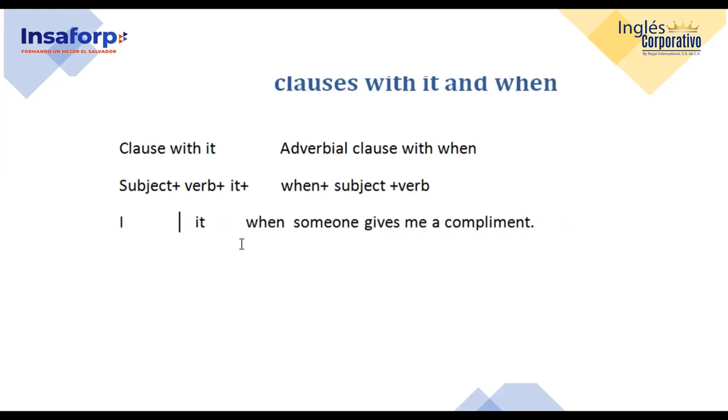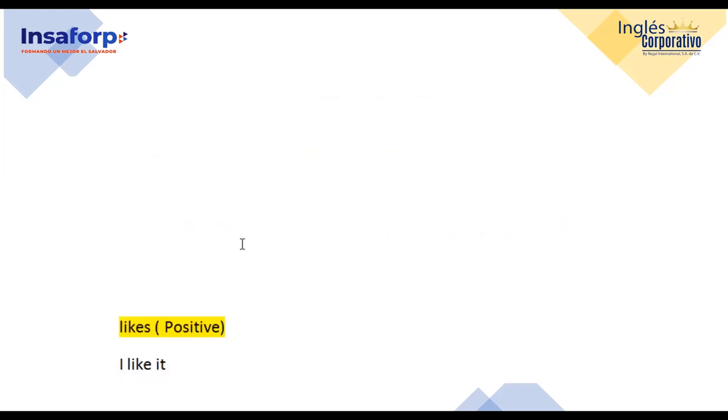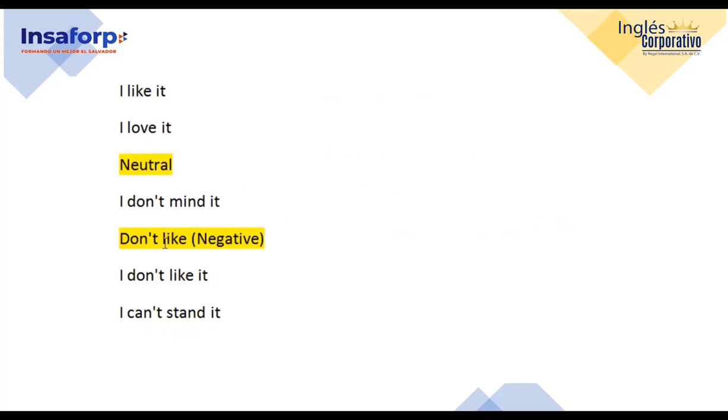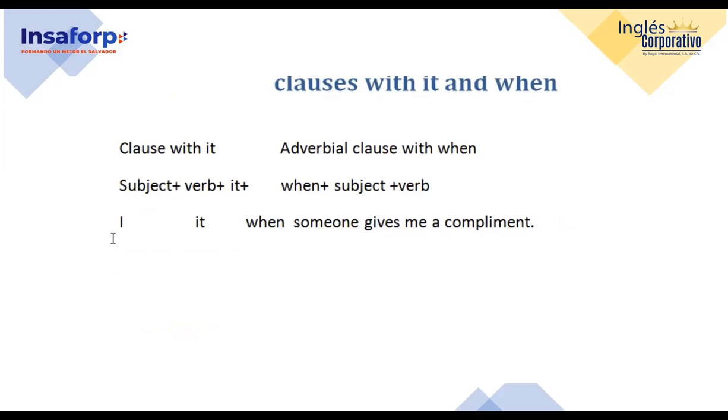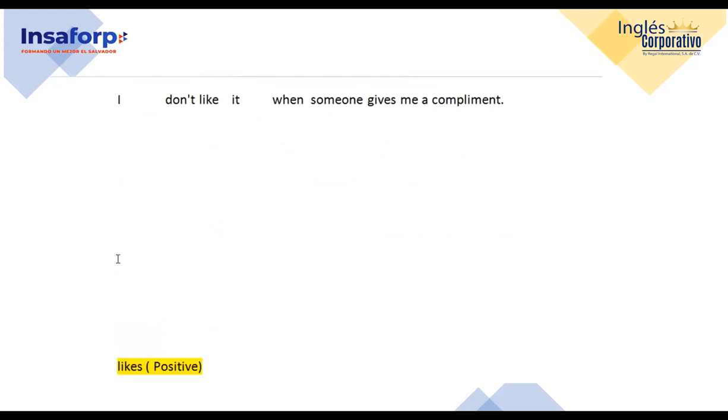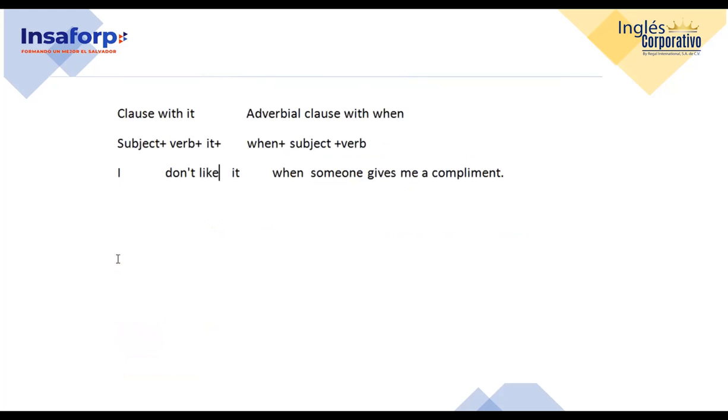And then again, you might be shy and you probably don't like it, right? So you might have a negative point of view about that situation, and you might say, I don't like it. I don't like it when someone gives me a compliment. And that's how you formulate this kind of sentence. Again, you could be neutral about the whole situation. You could be positive about it. So you could like it, or you could love it.